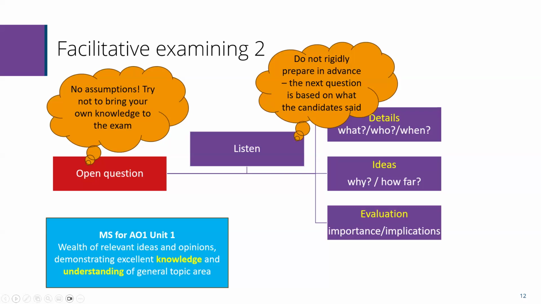So, for example, those detail questions would tend to be about knowledge, but questions about ideas and evaluation tend to be about understanding. You ask them an open question. If they give you lots of facts, you then need to ask for the ideas and the evaluation. Okay. So we're looking for knowledge and we're looking for understanding, as those little arrows point you in that direction.